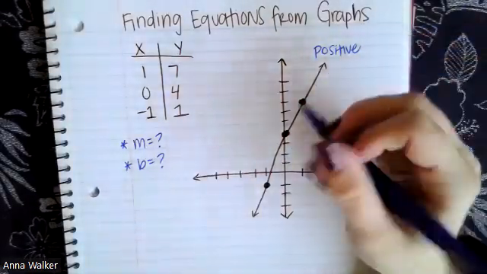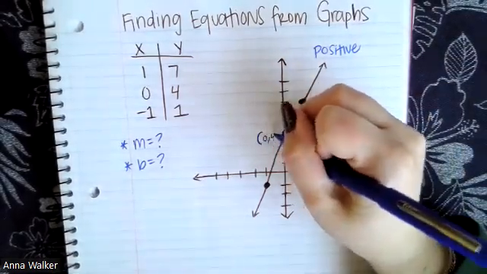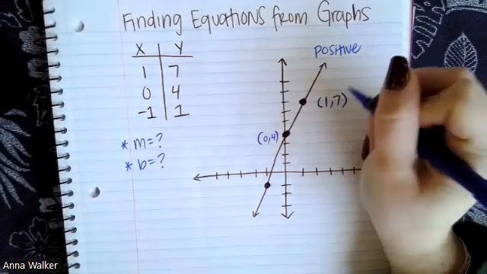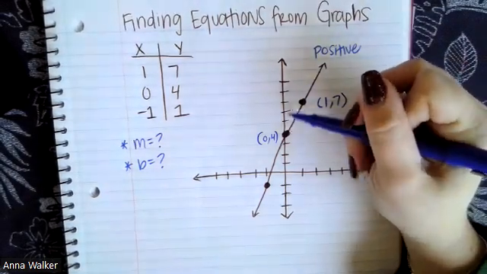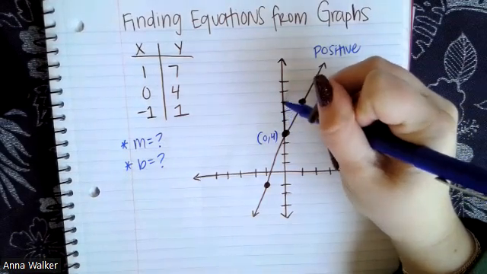So if we look at getting from this point here, this point is (0, -4), and then this point here is (1, 7). So to get from 0 to 7, I have to go up 1, 2, 3, which you can't really tell.